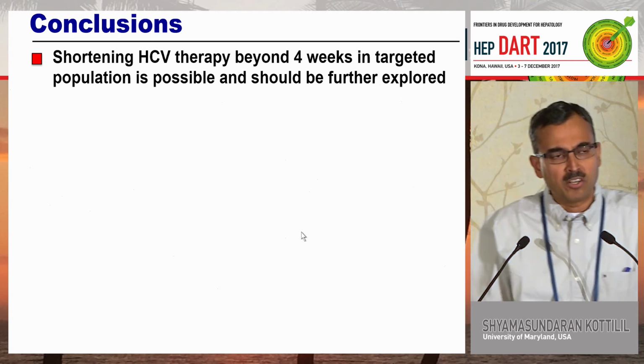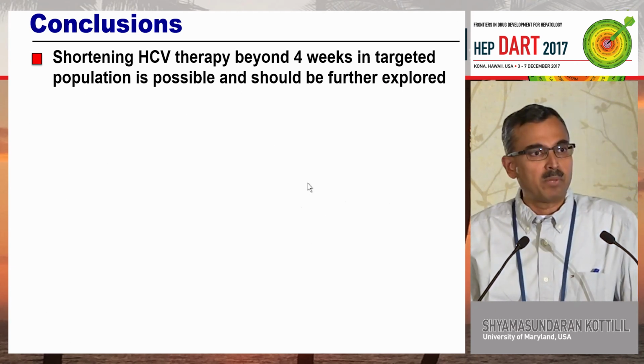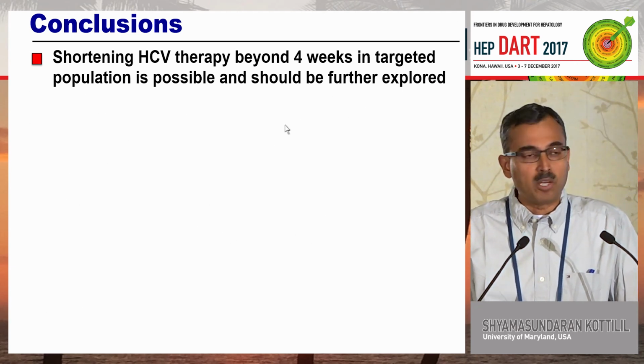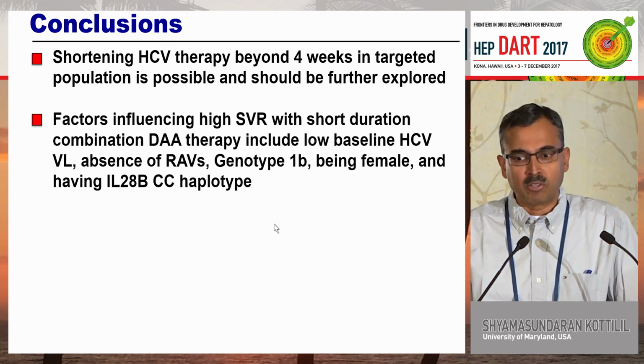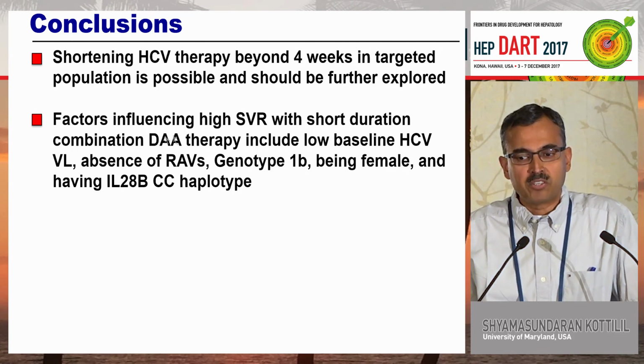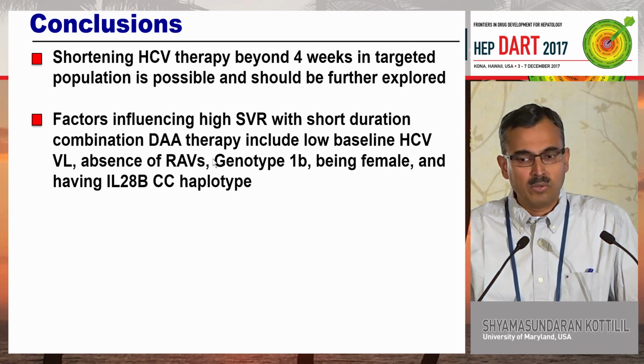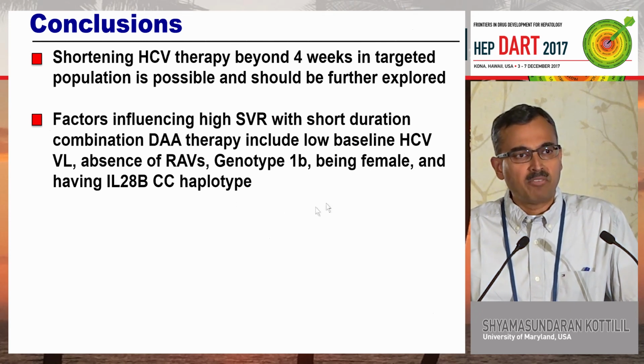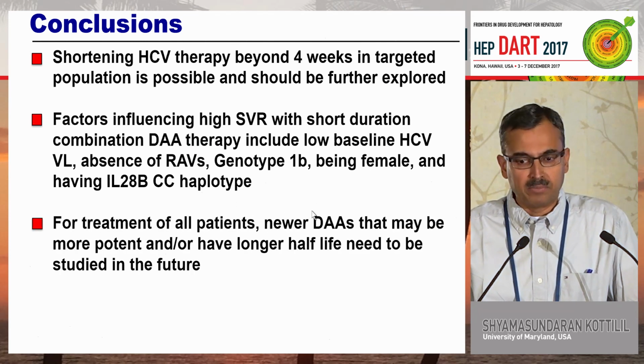So in conclusion, shortening treatment to 4 weeks in a targeted population is possible today. It's not possible for all patients, but future studies will demonstrate whether such treatment will be possible. The factors influencing the highest SVR with shorter duration are low baseline viral load, absence of high resistance-associated variants to NS5A and NS3, genotype 1B, an IL-28B CC genotype, and being female.